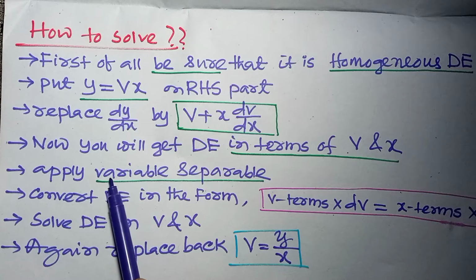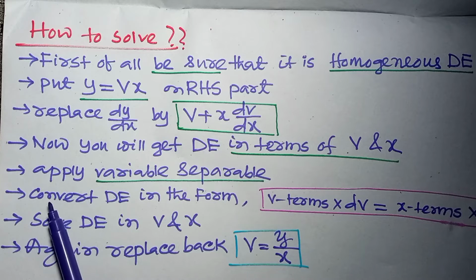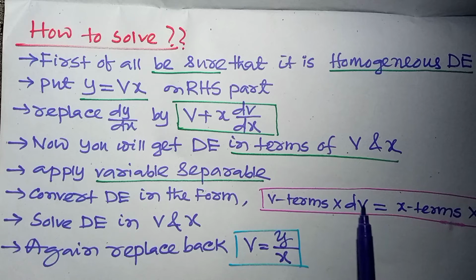Now you have to apply the variable separable method. By applying this method, convert the differential equation into the form of v terms multiplied by dv equals x terms multiplied by dx. Now solve the differential equation in v and x. Then again you have to replace back v equal to y by x, so now you will get the solution in terms of y and x.